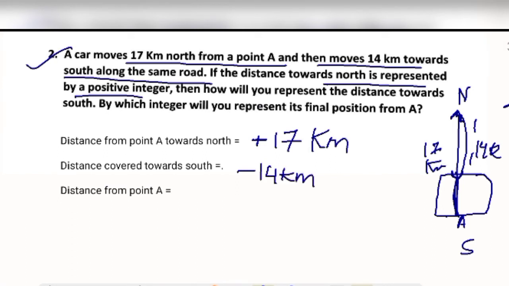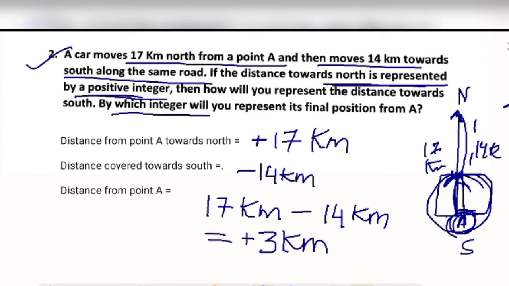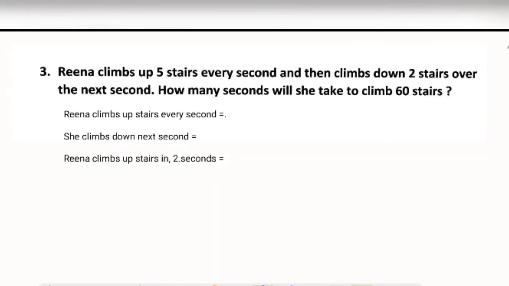And they are asking for the distance. We are finding the distance: 17 kilometers minus 14 kilometers. 17 minus 14 is 3 kilometers. So from point A this is 3 kilometers in the north direction, and they said north is represented by a positive integer, so this will be positive. What were they asking? By which integer do you represent its final position from A? So we will represent its final position by plus 3 kilometers. This is your answer.